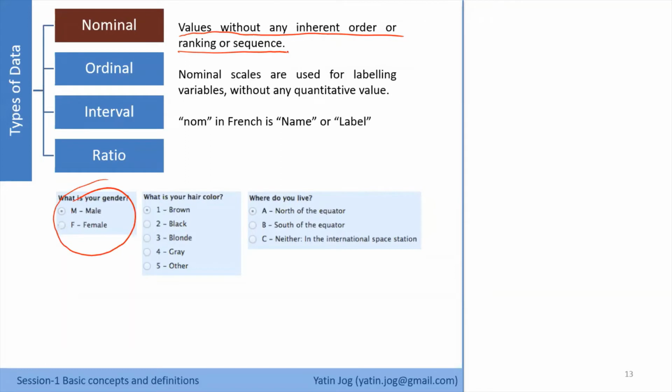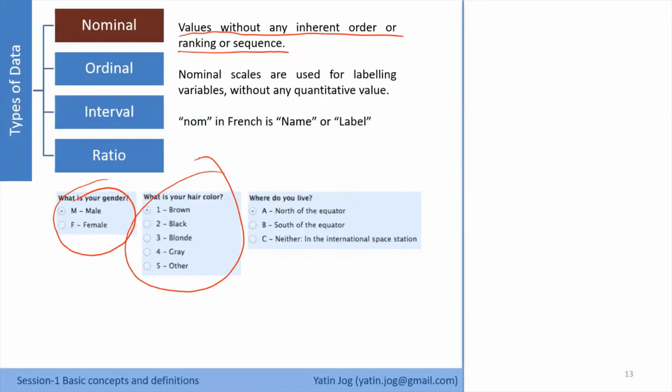Look at the second question. What is your hair color? Brown, black, blonde, gray, other. If my hair color is black, I'll select black. That doesn't mean a brown-haired person is superior to a black-haired person. No. There is no inherent order, ranking or sequence. Brown, black, blonde, these are just labels. Whatever my hair color is, I'll select that label. So this is called nominal.